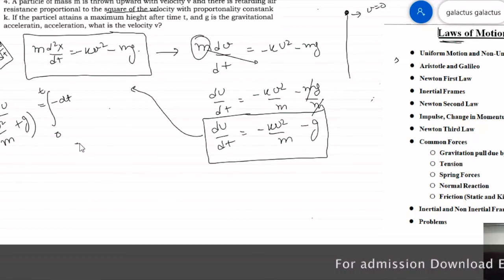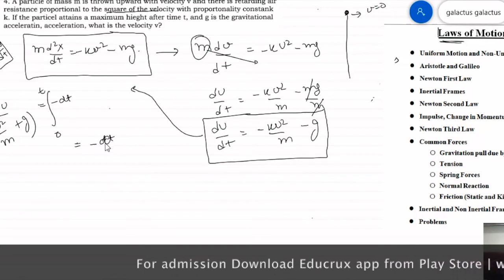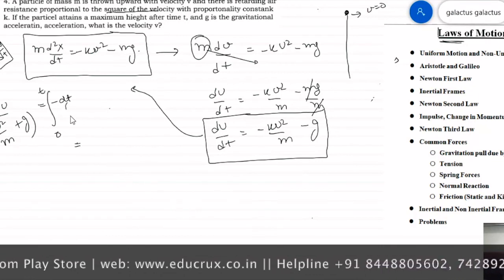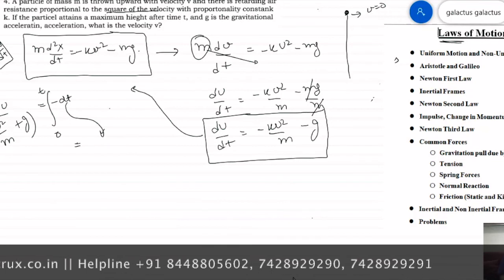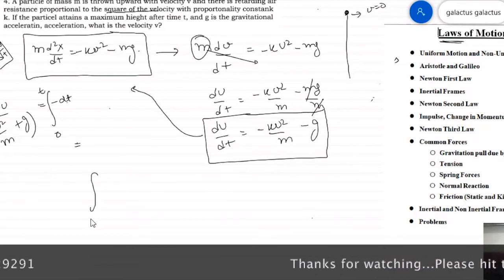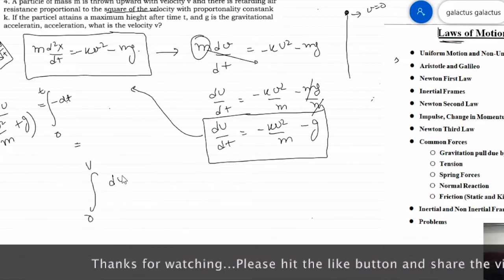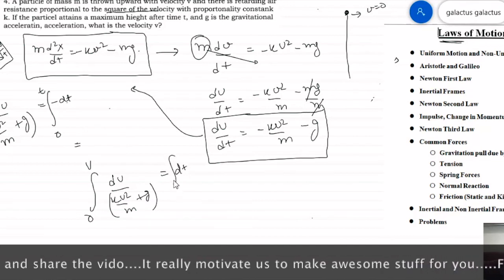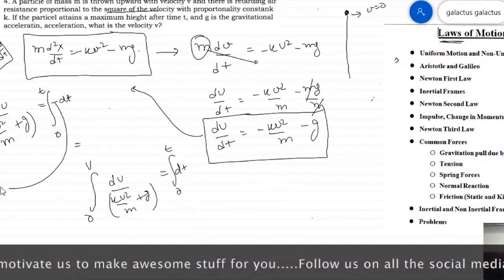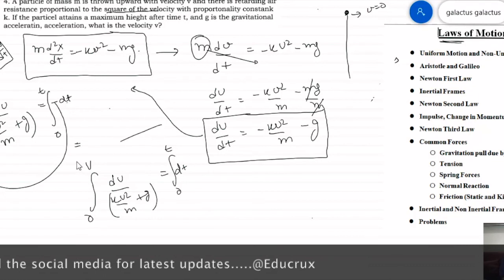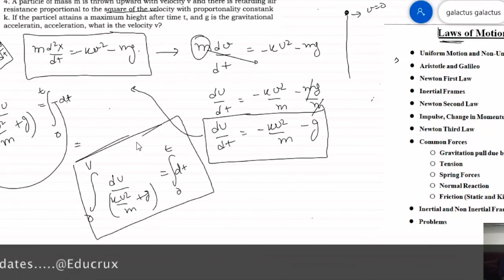So I can integrate the right hand side and can write minus, I can integrate dt and write t over here. But what I can do is take the negative sign to the left and change the limit to 0 to v. dv by (kv squared by m plus g) is equal to dt from 0 to t. I can take this minus sign over here and rearrange the limit. So this is the integration that we have to solve now. So let us now solve this integration.